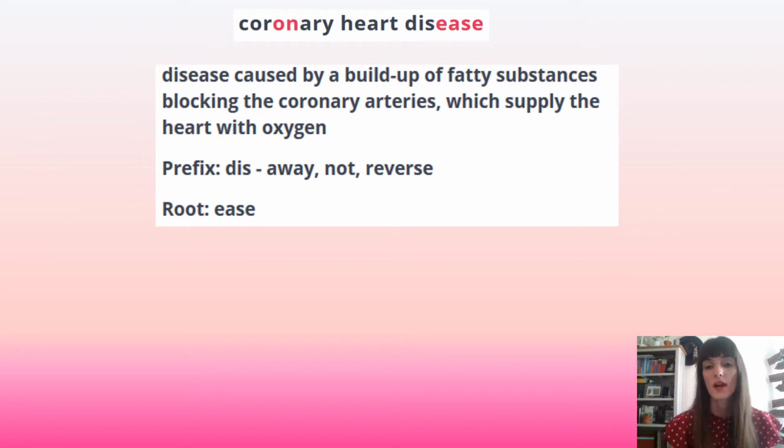So coronary heart disease is a disease caused by a buildup of fatty substances blocking the coronary arteries, which supply the heart with oxygen. So all of your blood vessels are important, of course, but the coronary arteries in particular, because they're supplying the blood flow to your heart, which is the organ that you need to do the rest of it. So it's really, really important set of arteries.